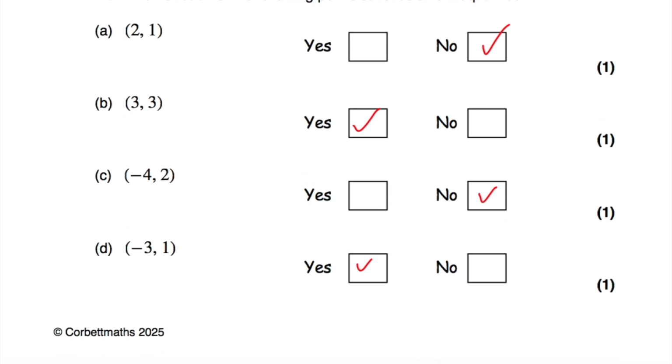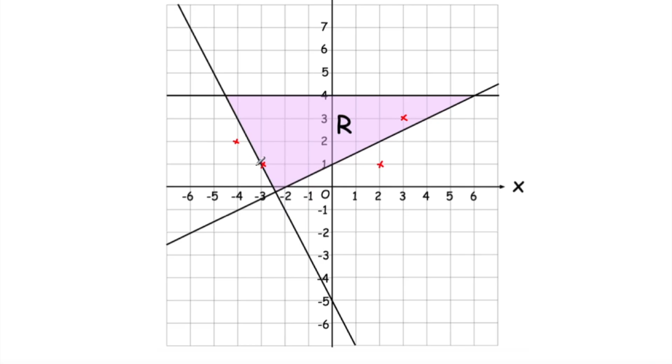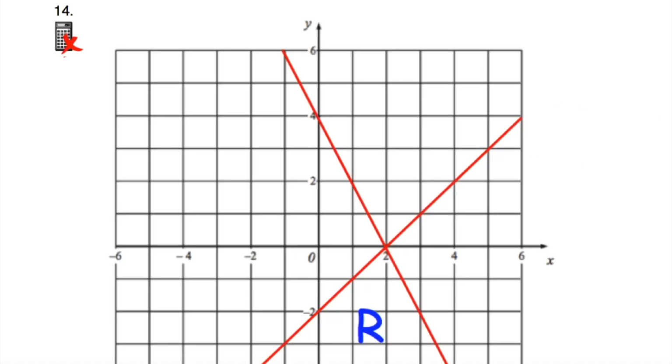And then if we go down, no, there's no part A. So that's it. So the answers are no, yes, no, yes. So we've just plotted the points. The points that are in the region would work. The points that are outside the region wouldn't work. And if any of the points are on the line, like that line there, because it says less than or equal to or greater than or equal to, then they would work as well. And that's it. Okay, let's look at our next question, question number 14.